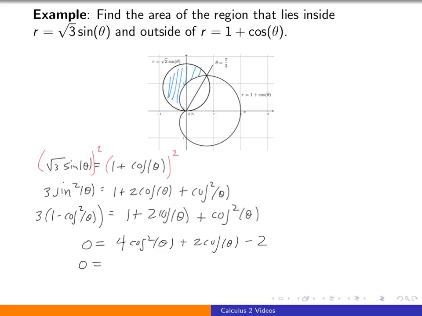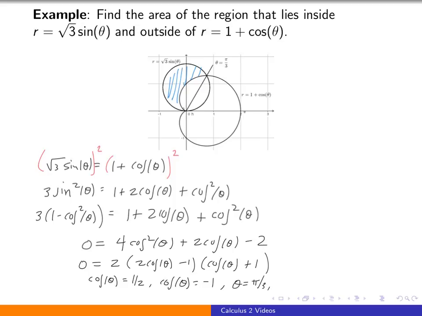So 0 is equal to, a 2 factors out, and then this would be 2 cosine theta minus 1 multiplied by cosine theta plus 1. So cosine theta equals 1/2, or cosine theta is equal to minus 1. So that would give us theta equals pi over 3, and theta is equal to pi.